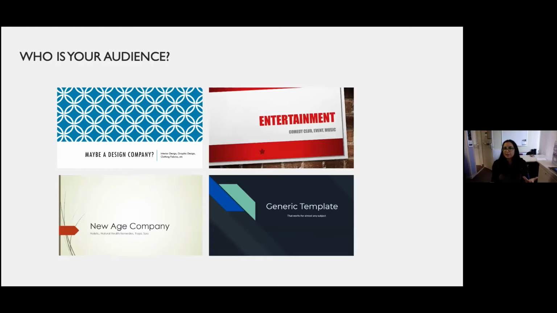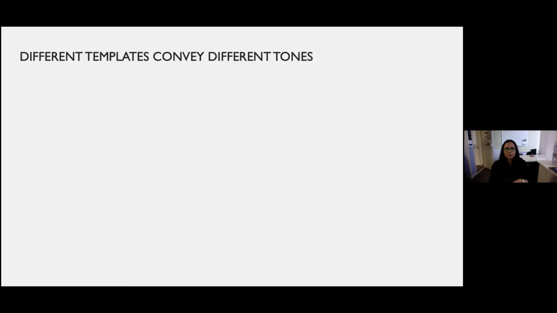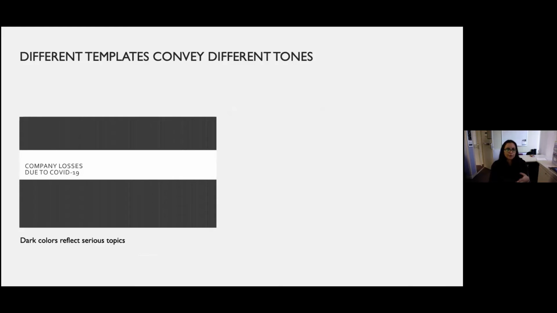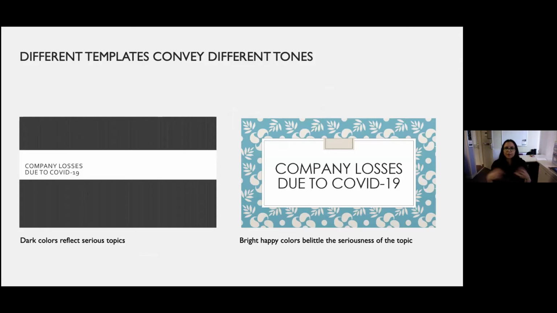And here's a nice generic template that can be used for almost anything. I mean, you wouldn't use it to announce a children's face painting event, but this could be used for pretty much anything business, academic oriented. Nice generic template. So different templates do convey different emotions. A dark color will reflect more serious topics, whereas bright colors would belittle the serious topic and they're more for happy topics.